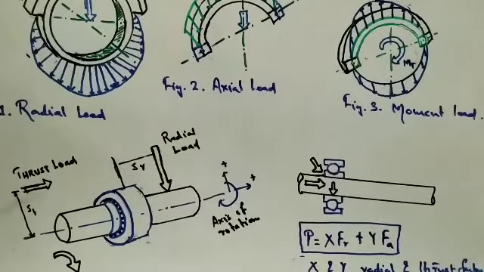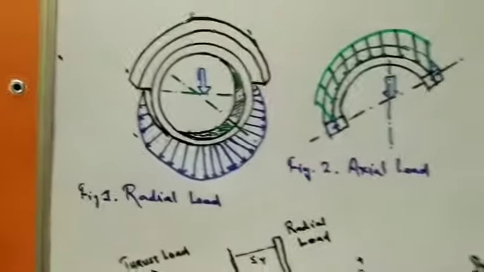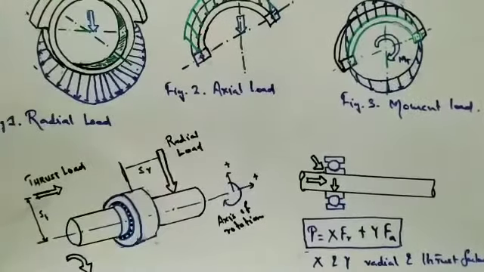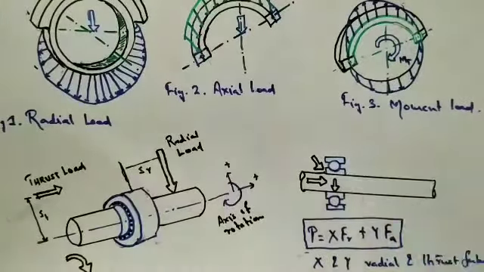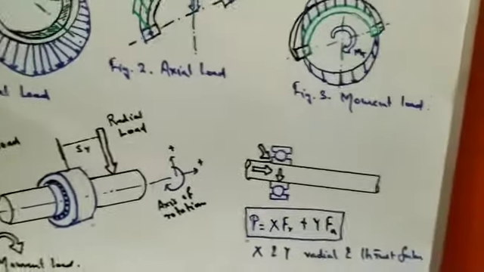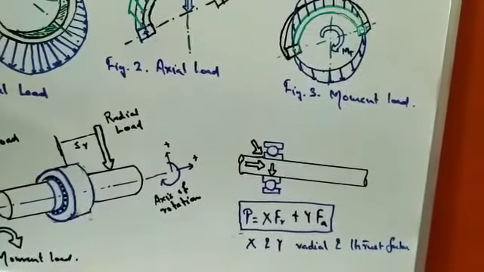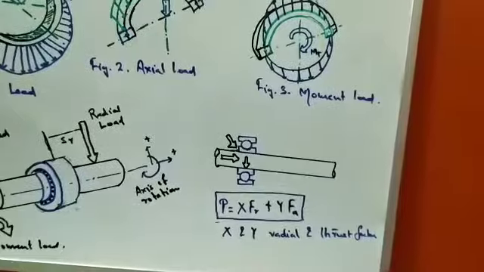if the boundary conditions are maintained and the hypothetical load gives the same life, then the expression can be written as P = X FR + Y FA, where P is the equivalent dynamic load in Newton, FR is the radial load, and FA is the axial or thrust load. X and Y are the radial and thrust factors respectively, and their values are given in the manufacturer's catalog.